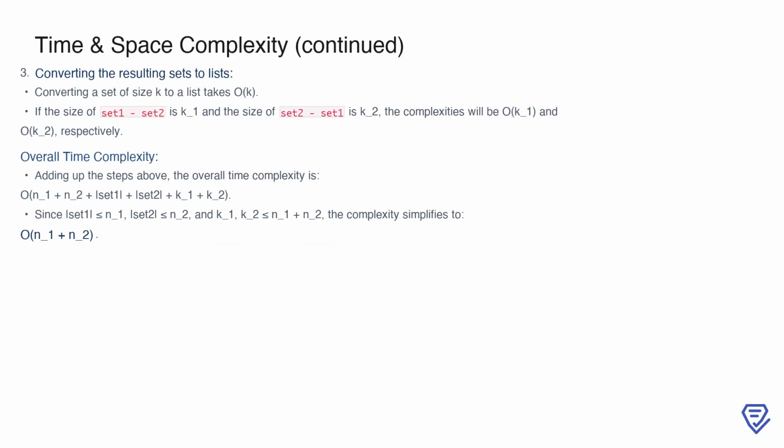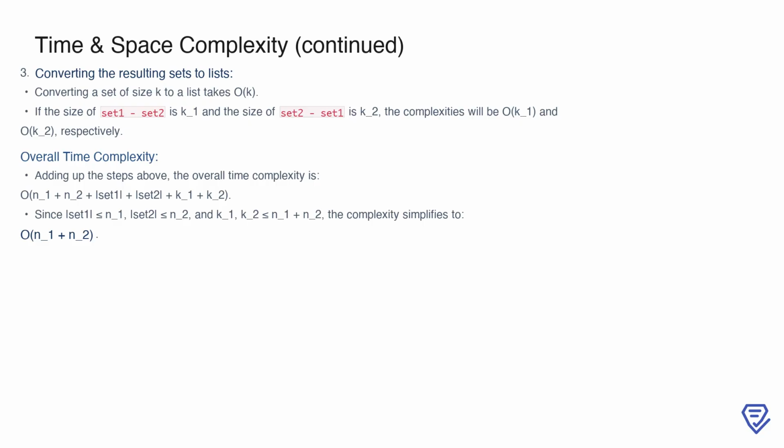After computing the set differences, the next step is to convert the resulting sets into lists, which are returned as the output. If the size of the set difference set1 minus set2 is k_1 and the size of set2 minus set1 is k_2, converting these sets to lists takes O(k_1) and O(k_2), respectively.